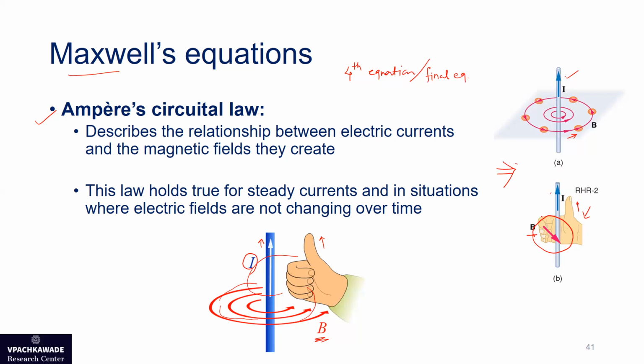That's why we call it Ampere's Circuit Law. It describes the relationship between electric current and the magnetic field. This law holds true only for steady currents, in situations where electric fields are not changing with time. Say you have a circuit with a voltage applied to it, due to which there is an electric field. If that voltage is constant, the electric field lines will be constant, and the current produced due to the applied voltage will be constant. In that case, this law holds true.